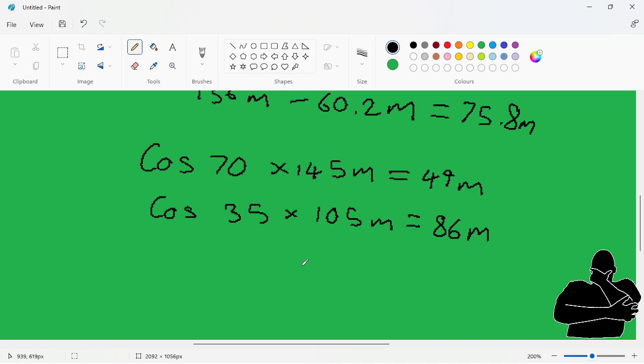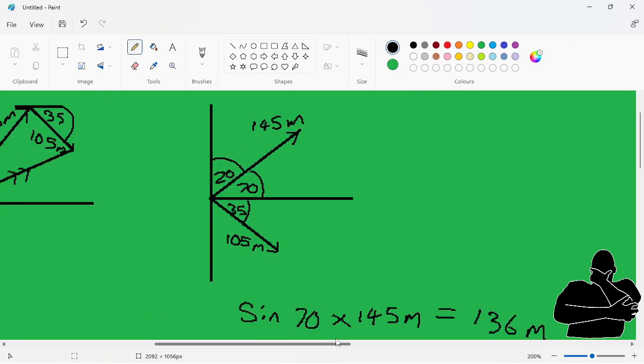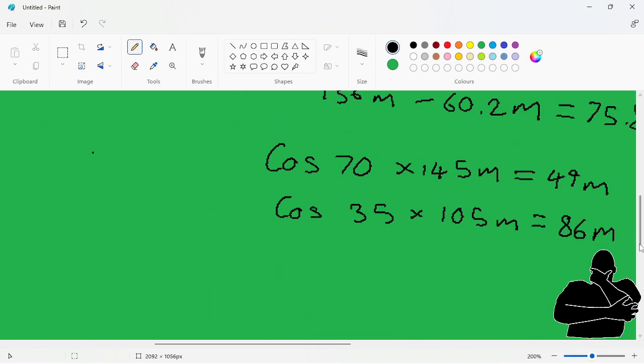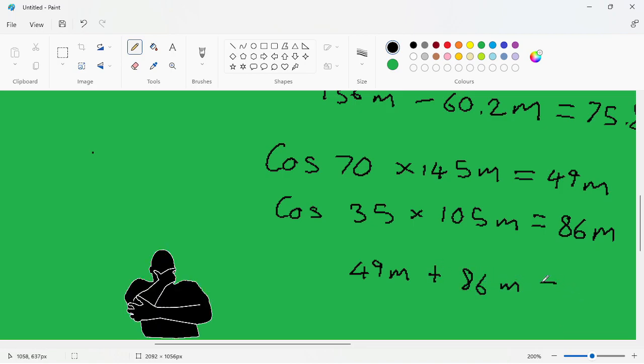So we are going to do the same thing. We're going to add these two components. Now, going back up to the picture, we can see clearly that the horizontal components are going in the same direction. As you can see, they're both going towards the right. So we do not have to set any of them as negative. Only if one of them was going in the opposite direction would we have to subtract. But because they're both going in the same direction, we can just add them. So we're going to get 49 meters plus 86 meters is equal to 135 meters.